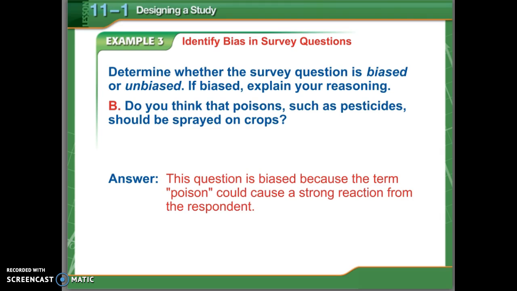Even though pesticides might be good for crops because they would keep harmful insects or animals from eating the crops, thus allowing the farmers to harvest the crops, even though that might happen, the fact that they use the word poison in here biases the people who are answering the question into thinking, oh, something bad is going on.